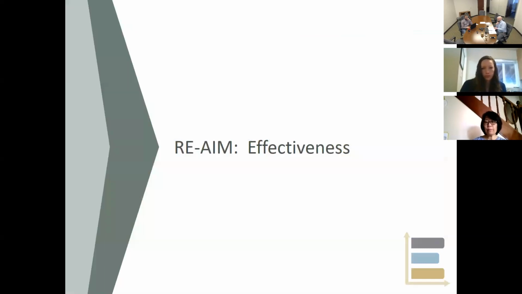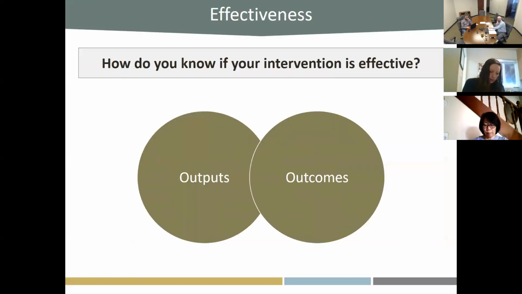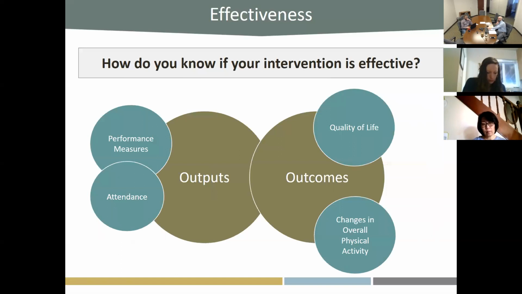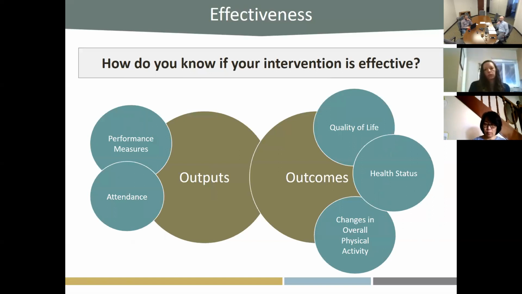Okay. All right, so for effectiveness, as I mentioned, this is the bucket that many of us are familiar and comfortable thinking about. It includes our process measures, short, intermediate, and long-term outcomes. And I think we naturally gravitate as evaluators to thinking about these. For this case study, for outputs, they thought about performance measures and attendance as a way to get at effectiveness. And then for outcomes, they thought about quality of life indicators, changes in overall physical activity, and health status. So those were the short, intermediate, and long-term outcomes that this study looked at.